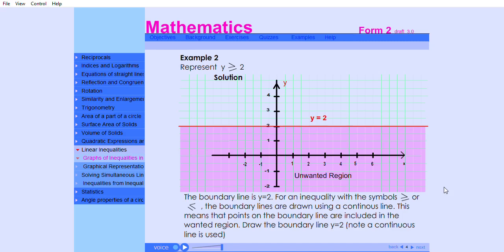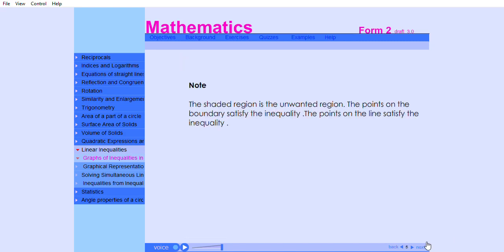Draw the boundary line y = 2 using a continuous line. Note, the shaded region is the unwanted region. The points on the boundary line satisfy the inequality y ≥ 2.